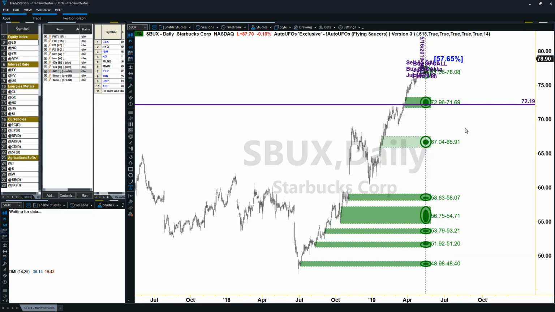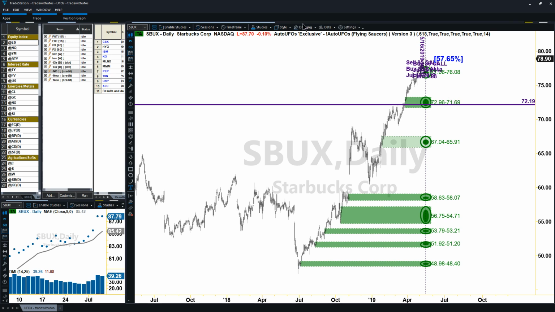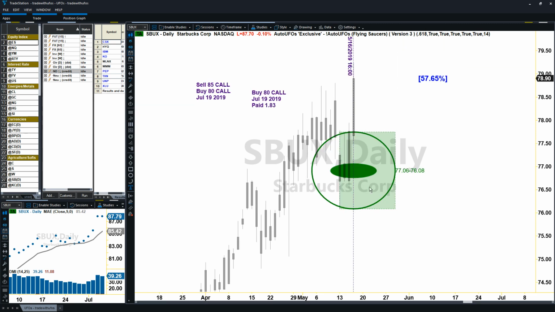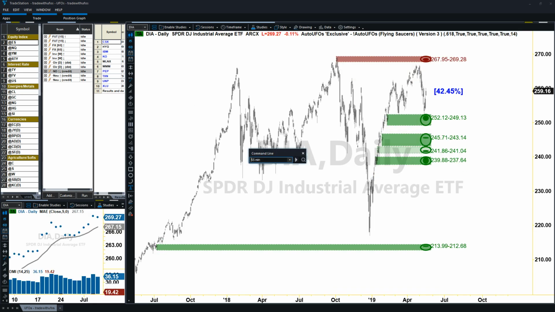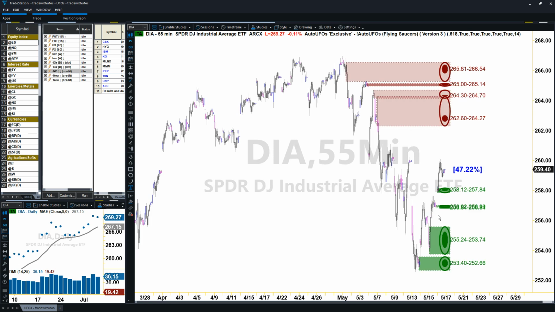So here's Starbucks. With Starbucks, you can also see that at the moment when this trade is being executed, we have a new green UFO that formed. This green UFO can also be used on the stock itself, because this is now a daily time frame. So you could be looking at the Dow Jones, the Nasdaq, the S&P. With the Dow Jones, we also have a collection of UFOs in here.